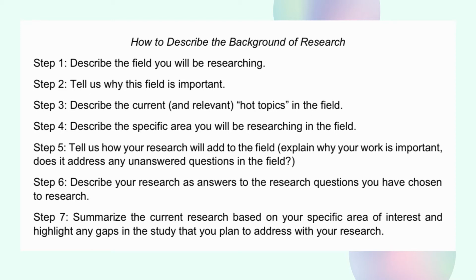Step 5, tell us how your research will add to the field. Explain why your work is important. Does it address any unanswered questions in the field? Step 6, describe your research as answers to the research questions you have chosen to research. Step 7, summarize the current research based on your specific area of interest and highlight any gaps in the study that you plan to address with your research. You just have to provide your background of research with this step 1 to 6 information, and then lastly, do not forget to conclude or to summarize your background.